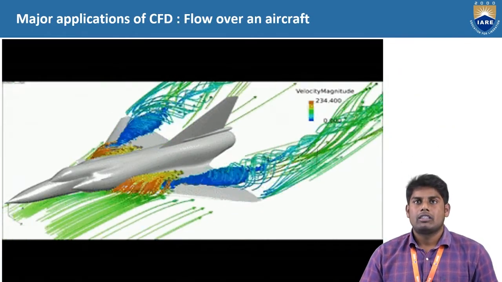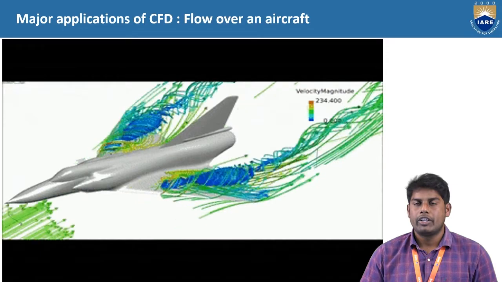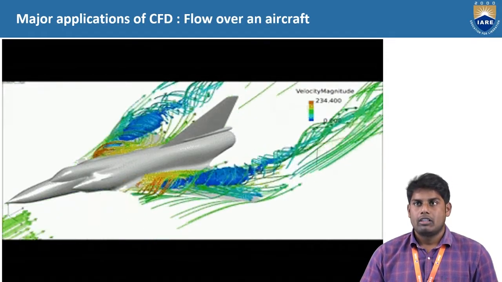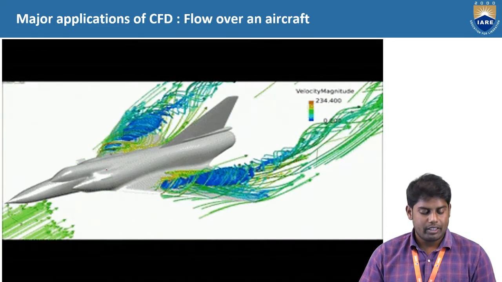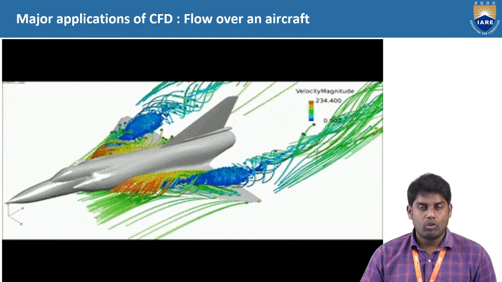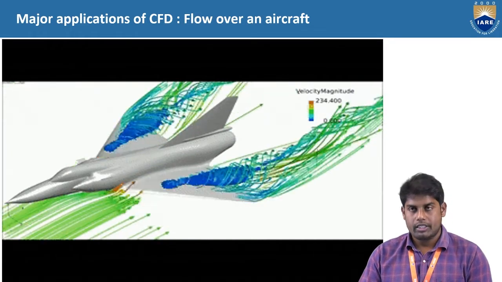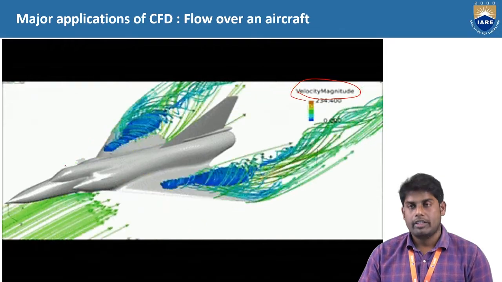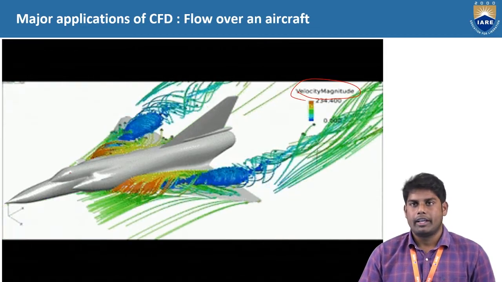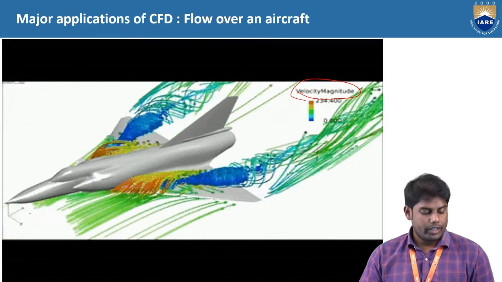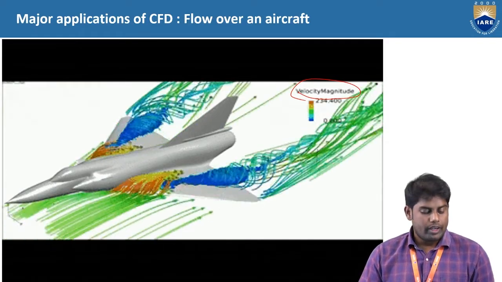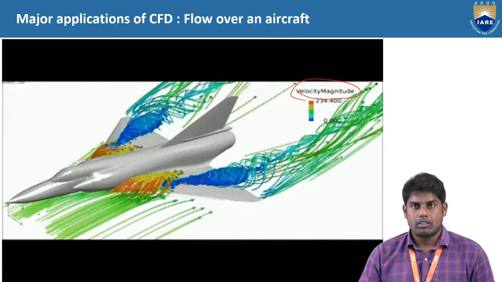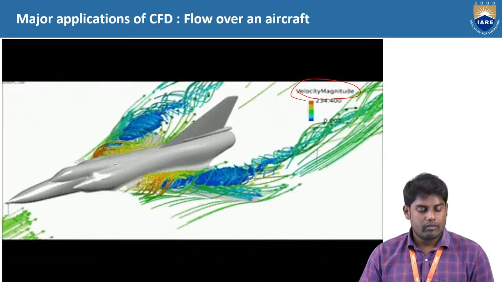Here are some of the major applications of CFD. Here you can see the flow over an aircraft. In this model, the aircraft is assumed to be stationary, and the flow is moving with a certain velocity. This contour shows the velocity of the fluid over this aircraft. Since it is air, you can see it is coming with some velocity, let's say 220 meters per second. When it is coming from a free stream velocity, it is encountering flow on a body.